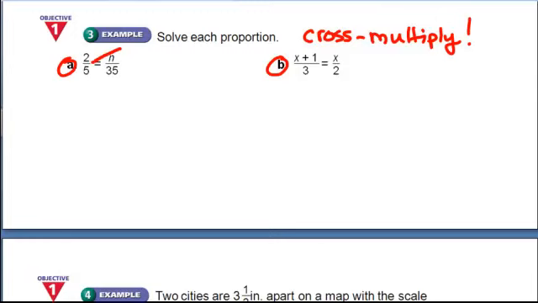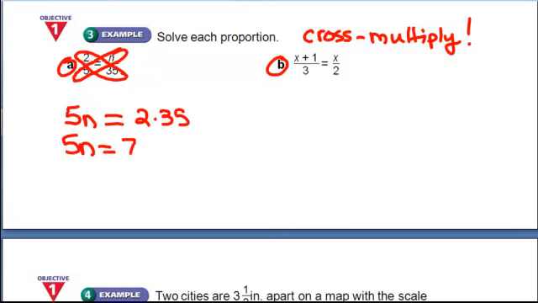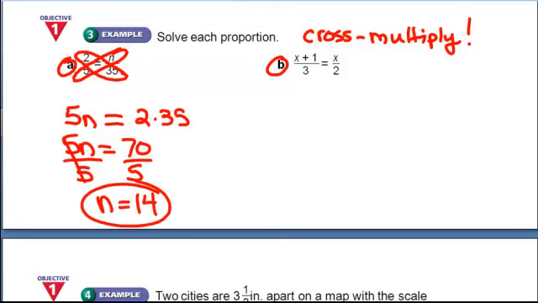So we're going to cross multiply. I'm going to first start with my variable. 5 times n, I know, is 5n. It's equal to, and I'm going to multiply 2 times 35. So 5n is equal to 70. Solving my algebra equation, n is equal to 14. And you have your answer.